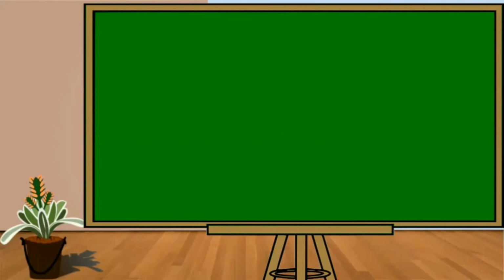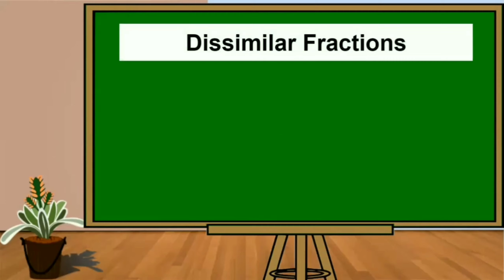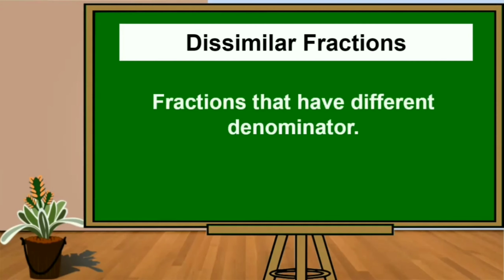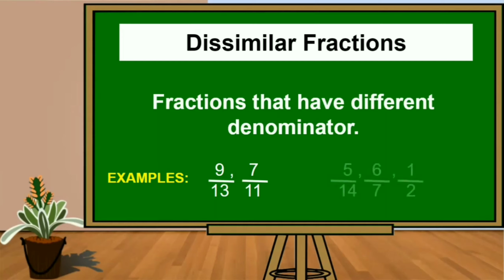At ngayon naman ay pag-uusapan natin ang dissimilar fractions. So these are the fractions that have different denominators. Halimbawa, 9/13 and 7/11. Kung mapapansin natin, ang denominator ng 9 at ng 7 ay magkaiba, so 13 and 11. It means that they are dissimilar fractions. Another example, 5/14, 6/7, and 1/2.